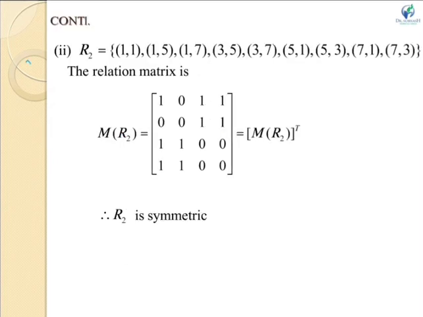Now next set is R2. First we have formed the matrix here. (1,1) is there, (1,3) is not there, (1,5) is there, and (1,7) is there. Similarly (3,1) is not there, (3,3) is also not there, (3,5) is there, and (3,7) is there. Similarly for elements 5 and 7 we have constructed the matrix here, MR2.